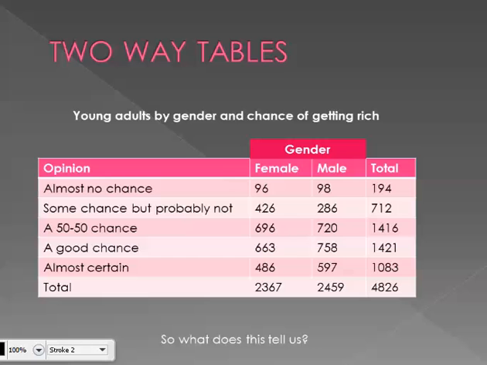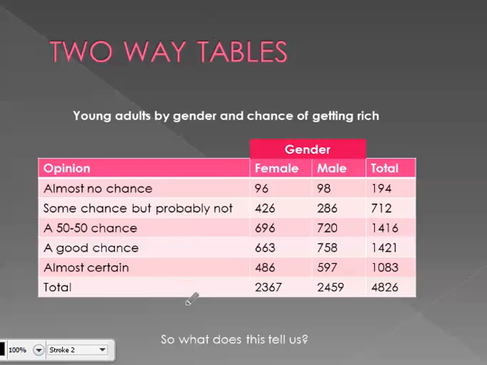We could say the people who said almost no chance, there are 194 of them, 98 of them were male and 96 of them were female. Some chance, but probably not: 286 of them were men and 426 were women. A 50-50 chance: 720 men and 696 women. Can you see where I'm getting that data?